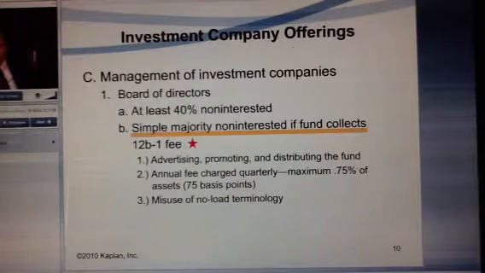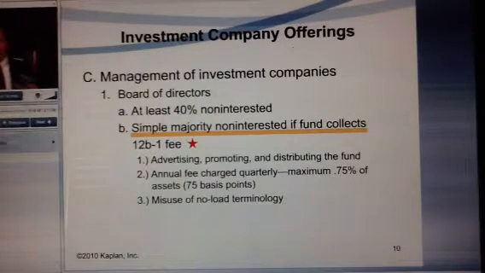There's that annual fee charged quarterly. Maximum 3/4 of 1%. This is also referred to as 75 basis points. This is a term you could see on the exam. I would remember that it takes 100 basis points to equal 1%. So 75 basis points is 3/4 of 1%. 50 basis points would be 0.5%. 25 basis points would be 1/4%.